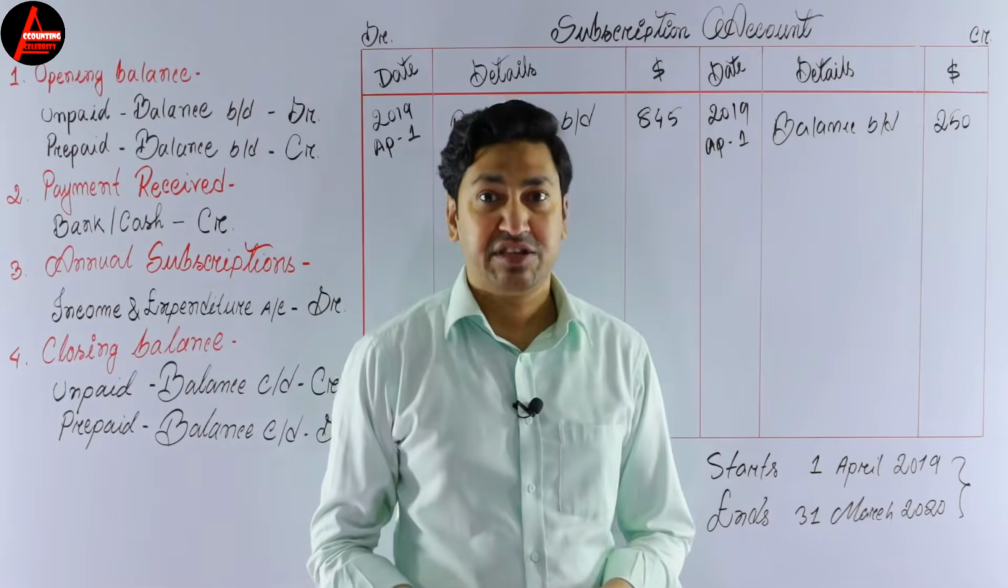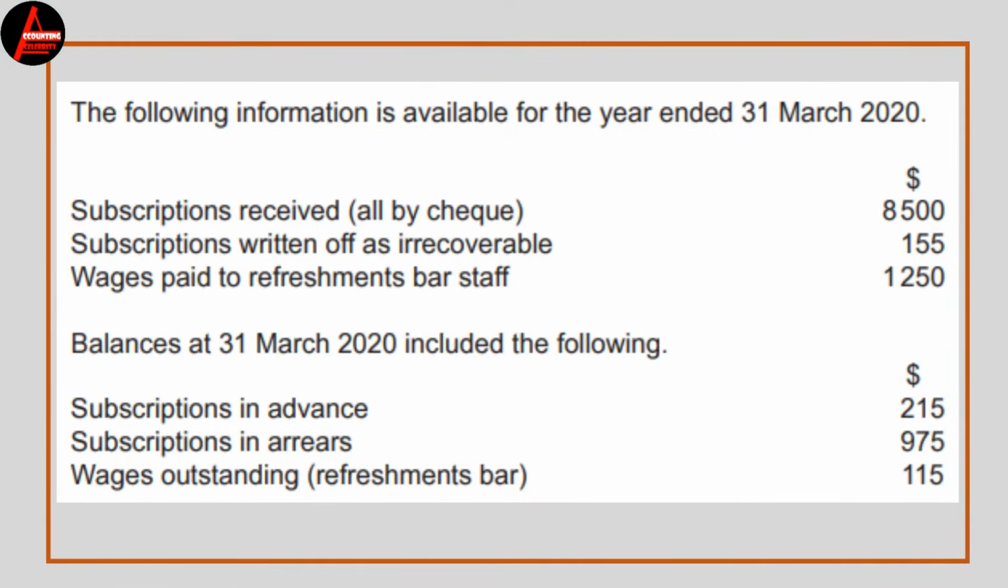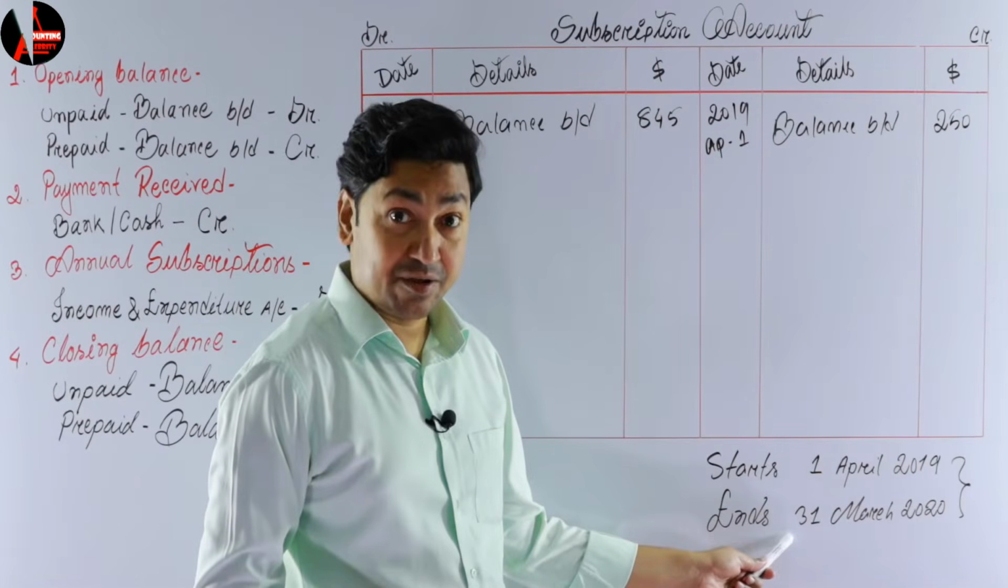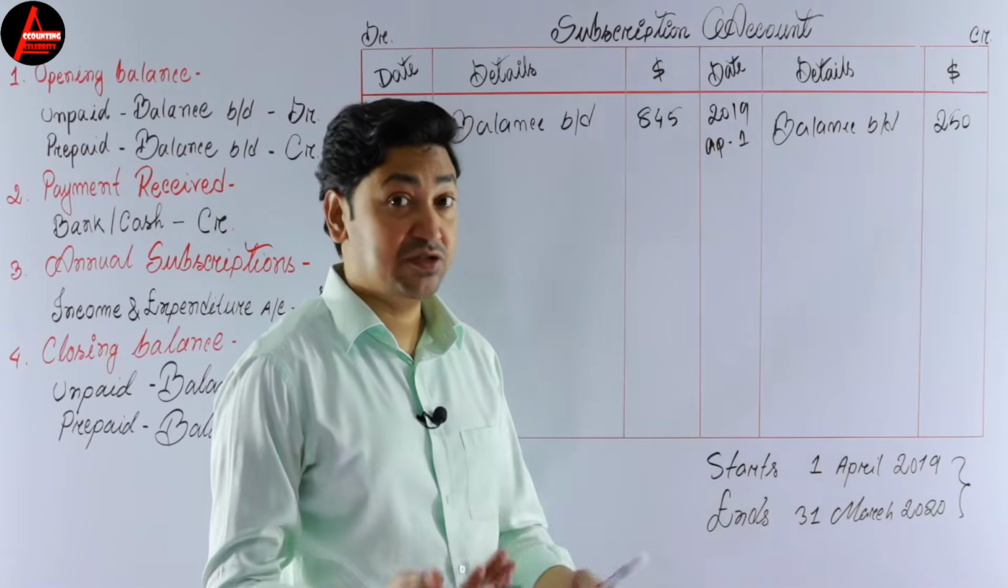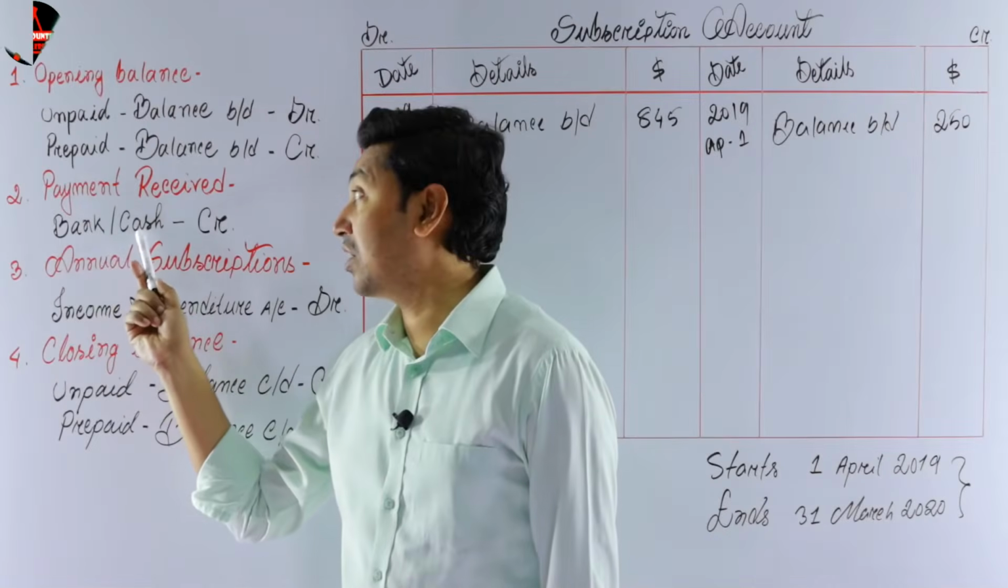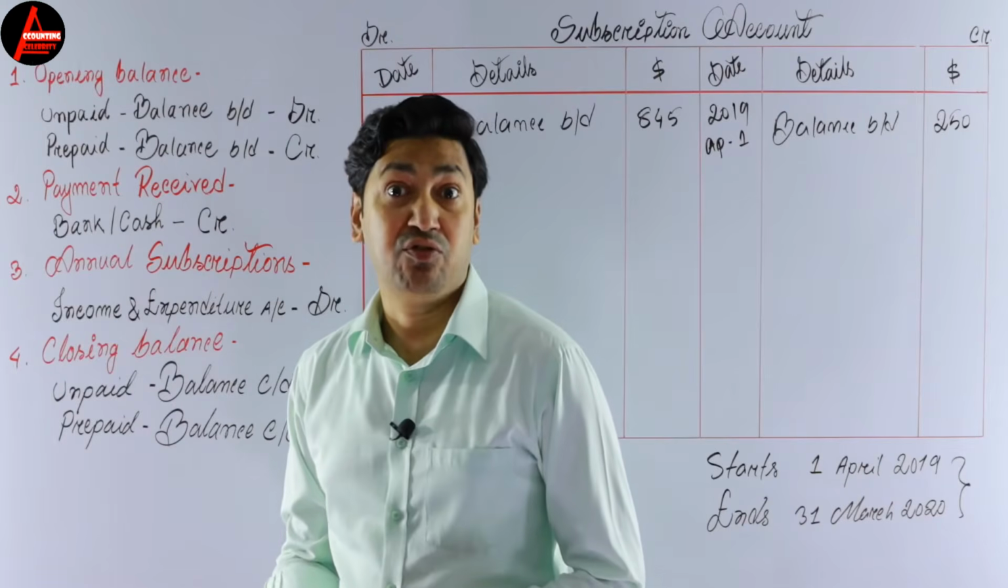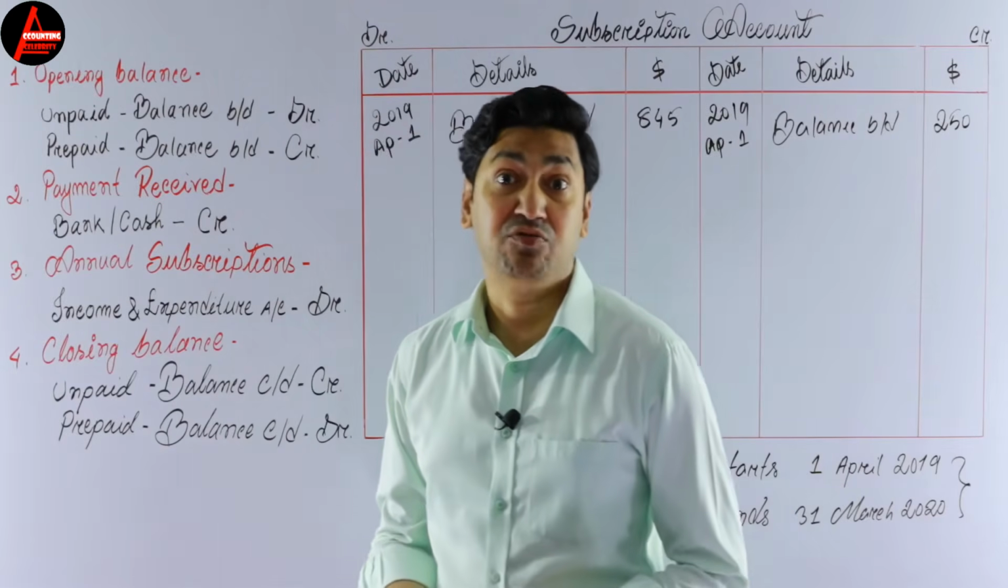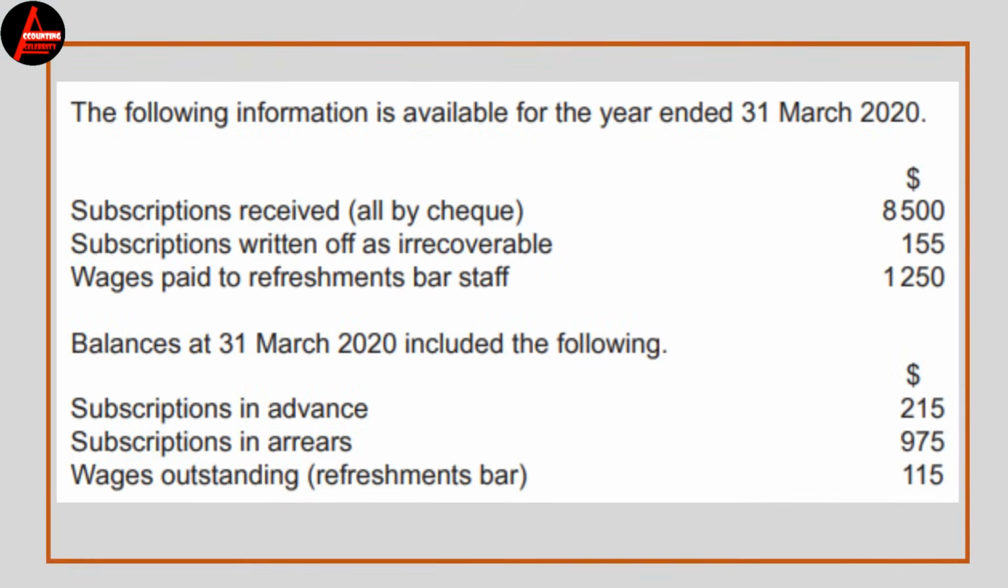Now what do you have in the question? The following information is available for the year ended 31st March 2020. Okay, now we have balances on the last day of the financial period. What things we have here? Subscription received $8,000. Okay, so here if it is received, we will write either bank or cash. If it is received by check, we will write bank. If it is in cash, we will write cash. Okay, here in the question, subscription received all by check. That means we have to write here bank.